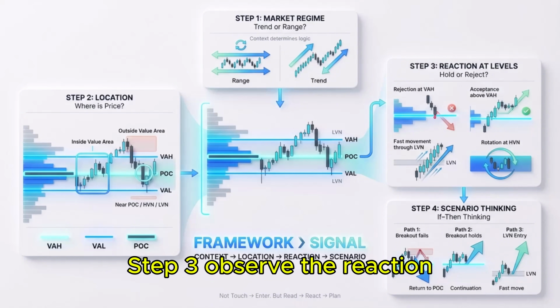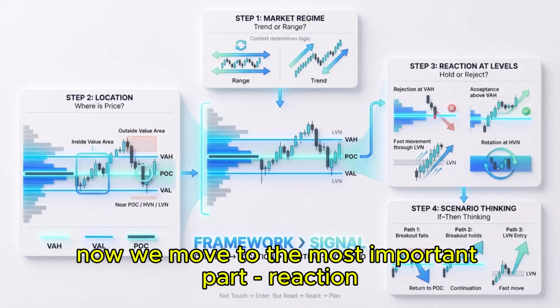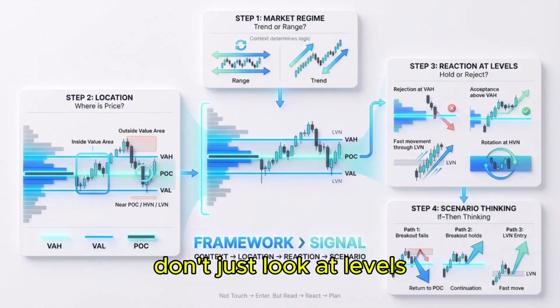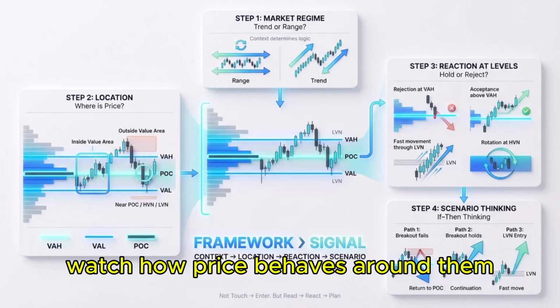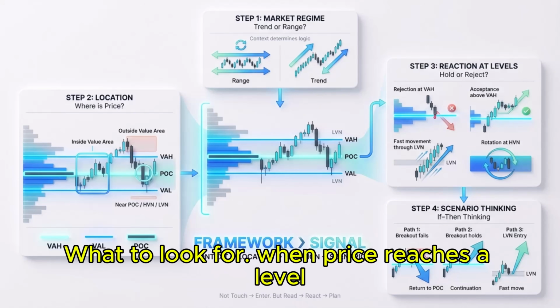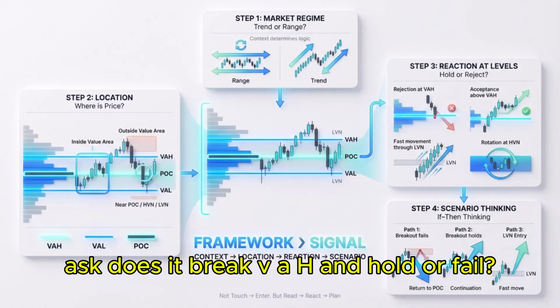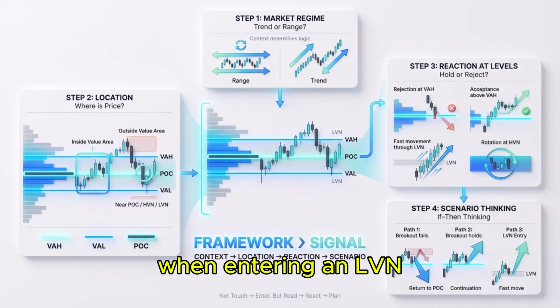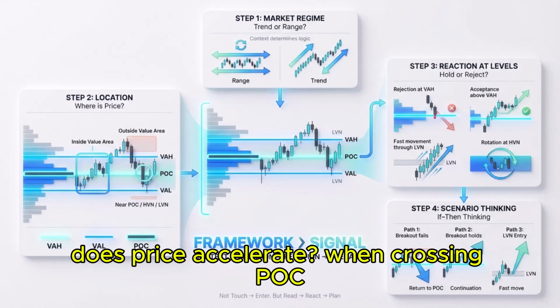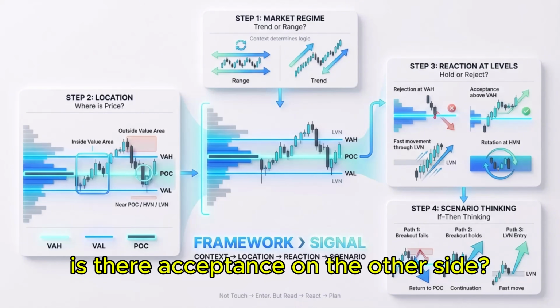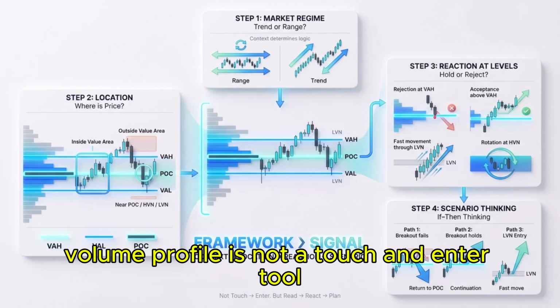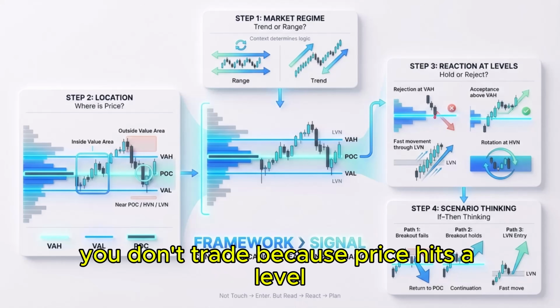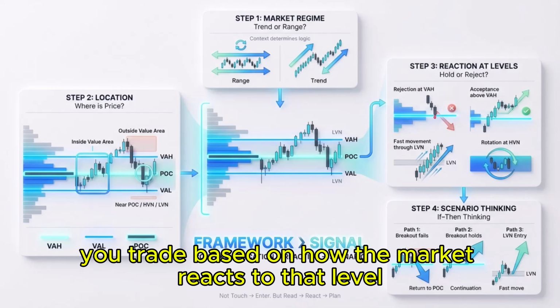Step 3. Observe the reaction. Now we move to the most important part: reaction. Don't just look at levels. Watch how price behaves around them. What to look for. When price reaches a level, ask, does it break VAH and hold or fail? Does it bounce from HVN weakly or strongly? When entering an LVN, does price accelerate? When crossing POC, is there acceptance on the other side? Critical insight. Volume profile is not a touch and enter tool. You don't trade because price hits a level. You trade based on how the market reacts to that level.